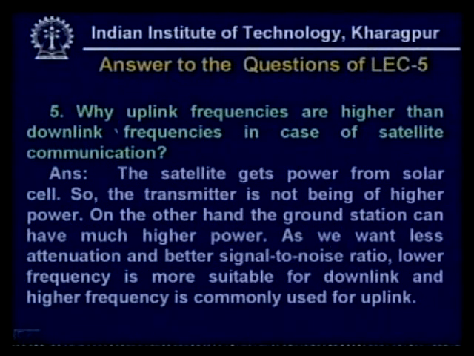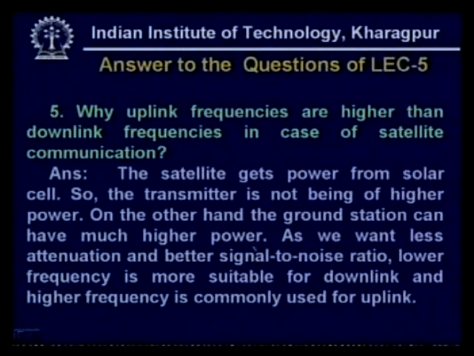Fifth, last question was, why uplink frequencies are higher than the downlink frequencies in case of satellite communication? The reason I mentioned was the satellite gets power from solar cell. So, the transmitter is not of higher power because it is taking power from the solar cell. On the other hand, the ground station can have much higher power. As we want less attenuation and better signal to noise ratio, lower frequency is more suitable for downlink and higher frequency is commonly used for uplink. So, this is the answer to question number 5.